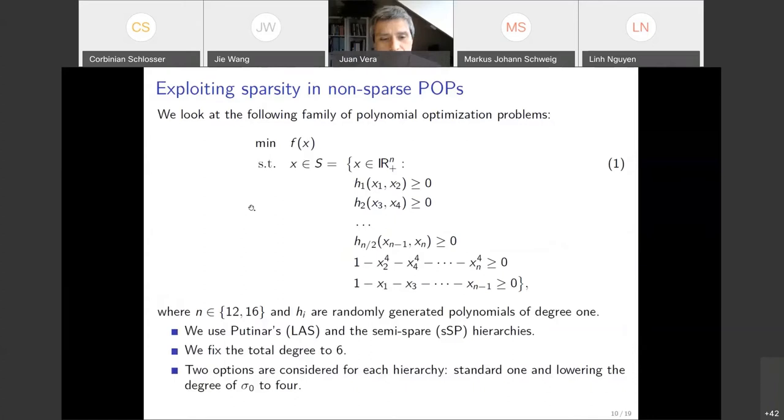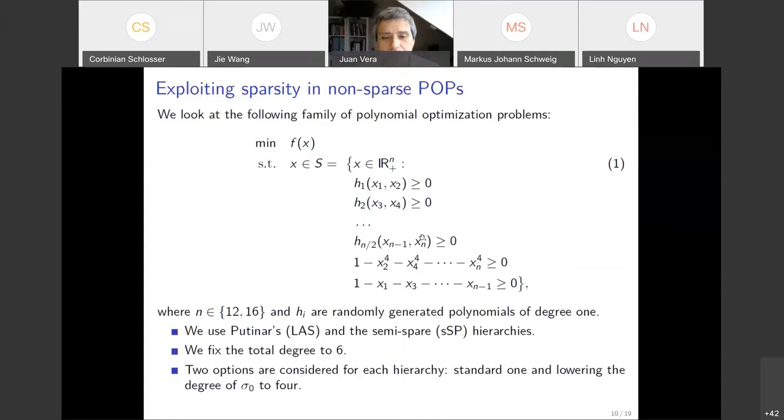Here there is no sparse certificate, because my problem is not sparse. My objective is not sparse, and the two bottom constraints are not sparse. Therefore we cannot apply a sparse certificate, but we can apply, for example, Putinar, so we can apply the Lasserre hierarchy. And then we apply a semi-sparse hierarchy.